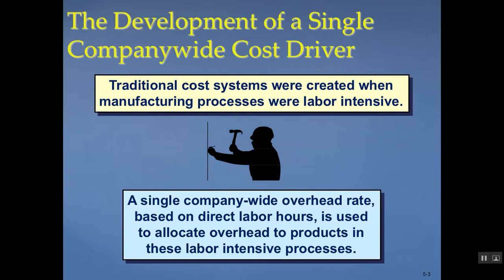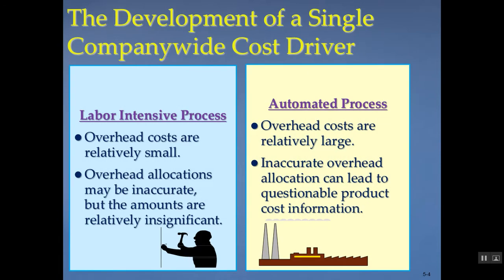However, there's a growing number of accountants, myself included, who believe that direct labor hours is not a good basis for allocating overhead costs. And in fact, we should be looking for a different allocation scheme that actually allocates overhead based on what's specifically driving the cost and what activity is related to driving that cost. So the development of a single company-wide cost driver.